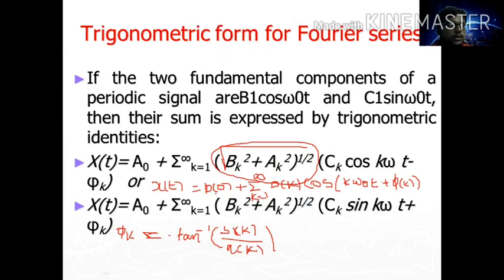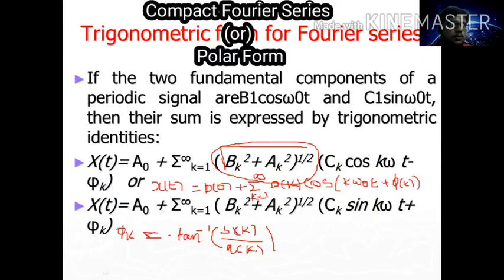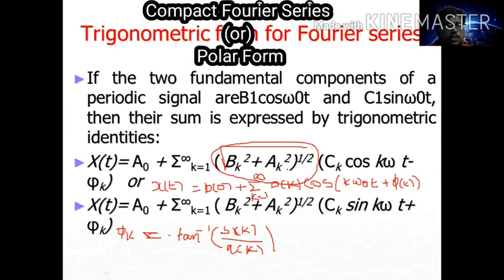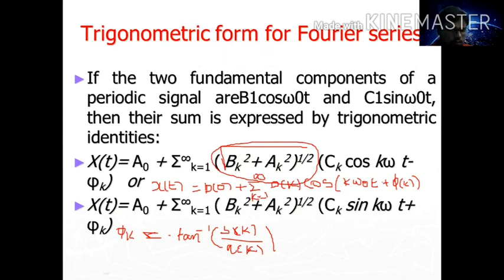So here D of 0 is nothing but a of 0. Already you know that formula: a of 0 is equal to 1 over the period T, integral 0 to T, x of t into dt. Then D of k is the square root of b k square plus a k square. And phi k is minus tan inverse of b of k by a of k.